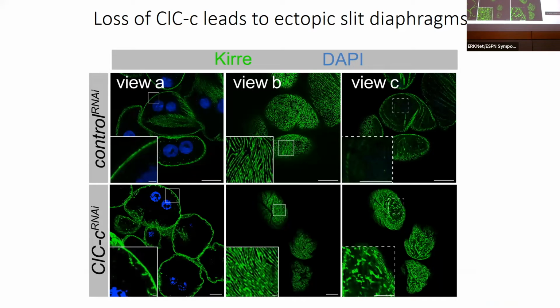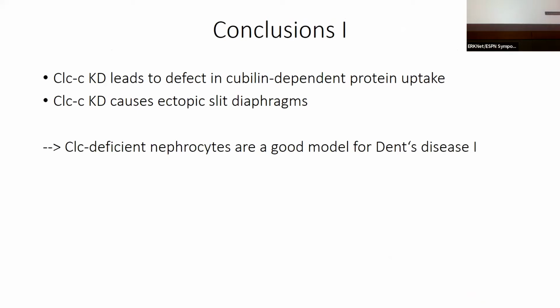So here, the slit diaphragm marker Kirre, which is the ortholog of NEPH1, is not here on the surface as a straight line, but extends into the interior of the cell along these invaginations. So we can say that the knockdown of Cocc in nephrocytes is a good model for Dent's disease because, on one hand, we have a decrease in the cubulin-dependent protein uptake, and on the other hand, we also have a problem with the slit diaphragms, which may relate to the glomerular defects that we see in the patients and the mice.